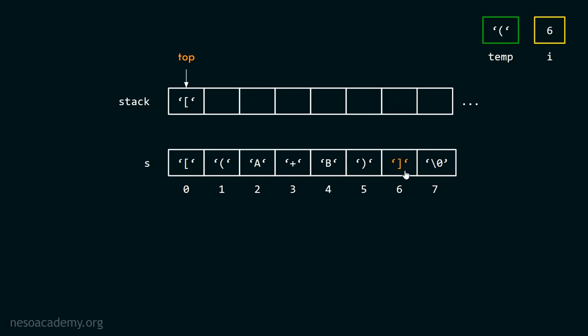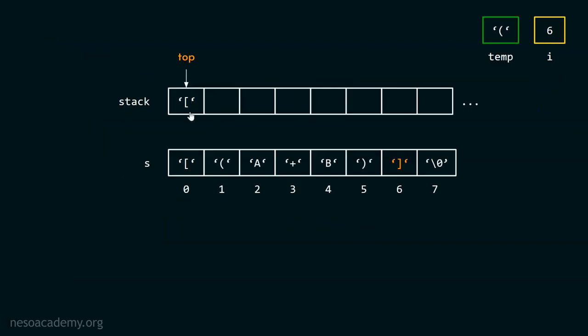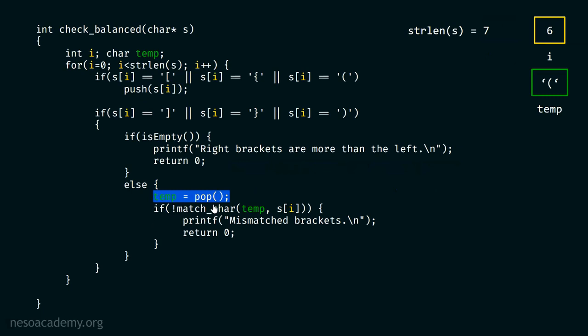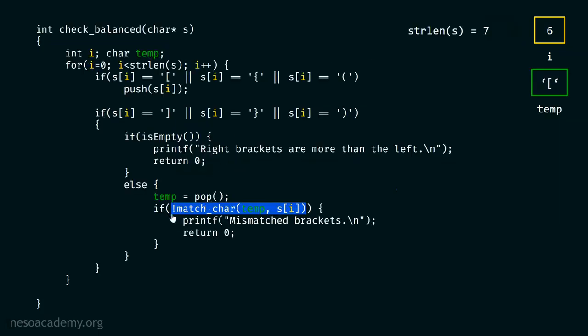because S6 is right square bracket. I is 6 at this point in time, right? Therefore, we must continue and check this condition. Is stack empty? We know that stack is not empty. We have one element in the stack. Therefore, we must continue to evaluate the else part. We must pop an element from the stack. This means we'll pop this element out of the stack and we'll put this inside temp variable. As simple as that.